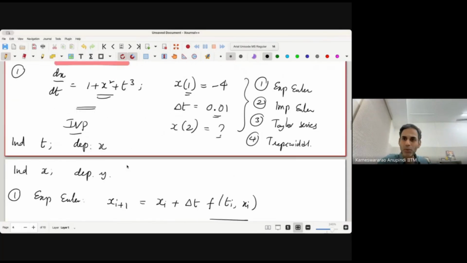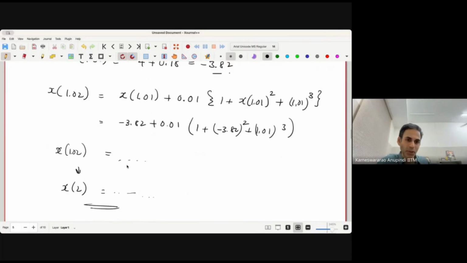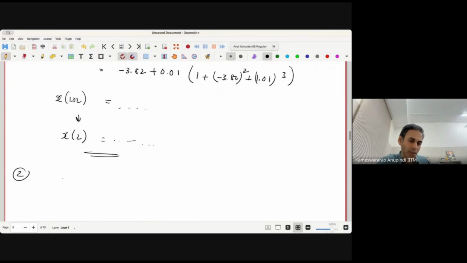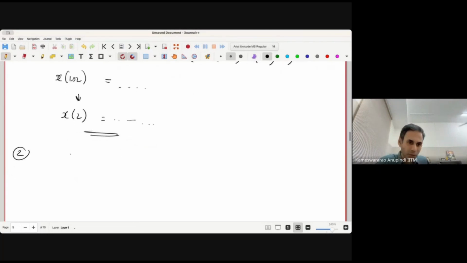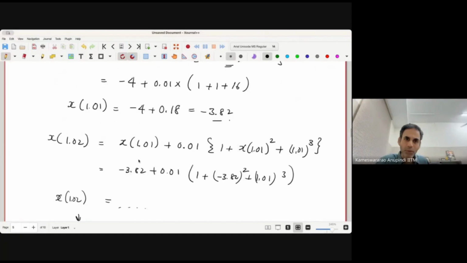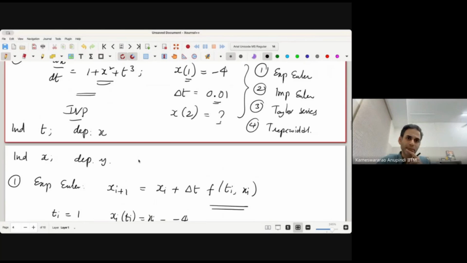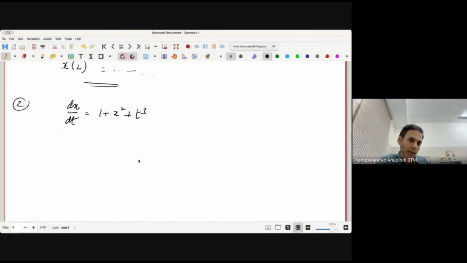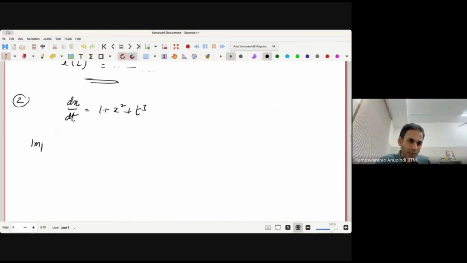Now let us try to do the implicit Euler method. I think now I'll show you the linearization we are talking about. For the implicit Euler method, we are again given the problem: dx/dt equals 1 plus x square plus t cube. Then the implicit Euler method.